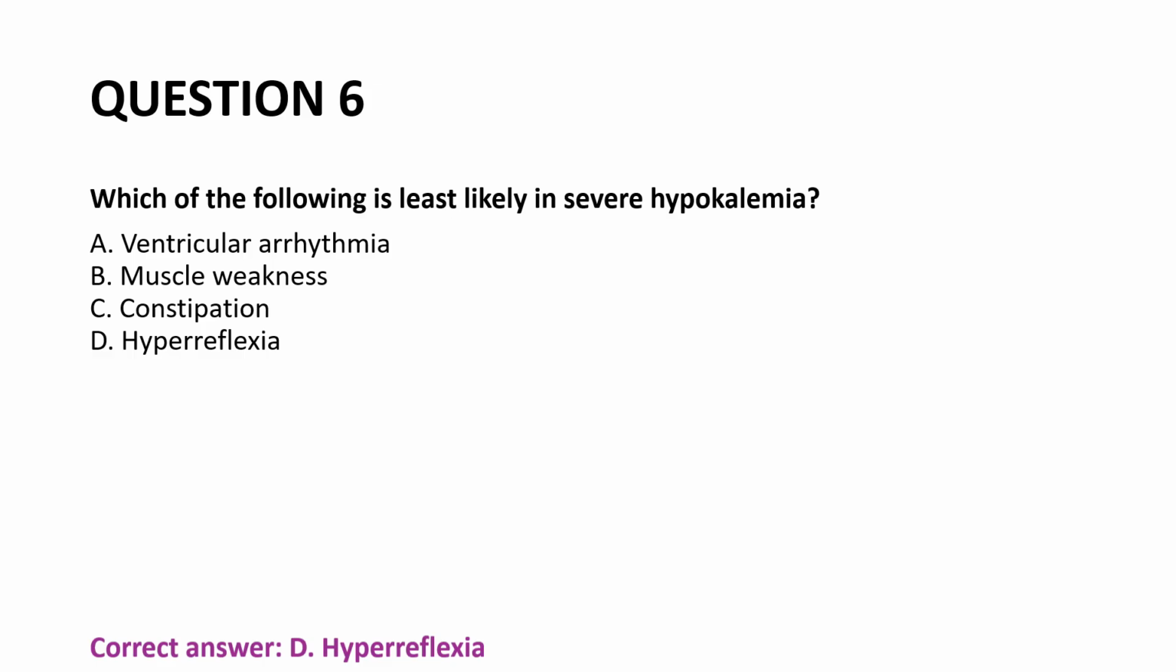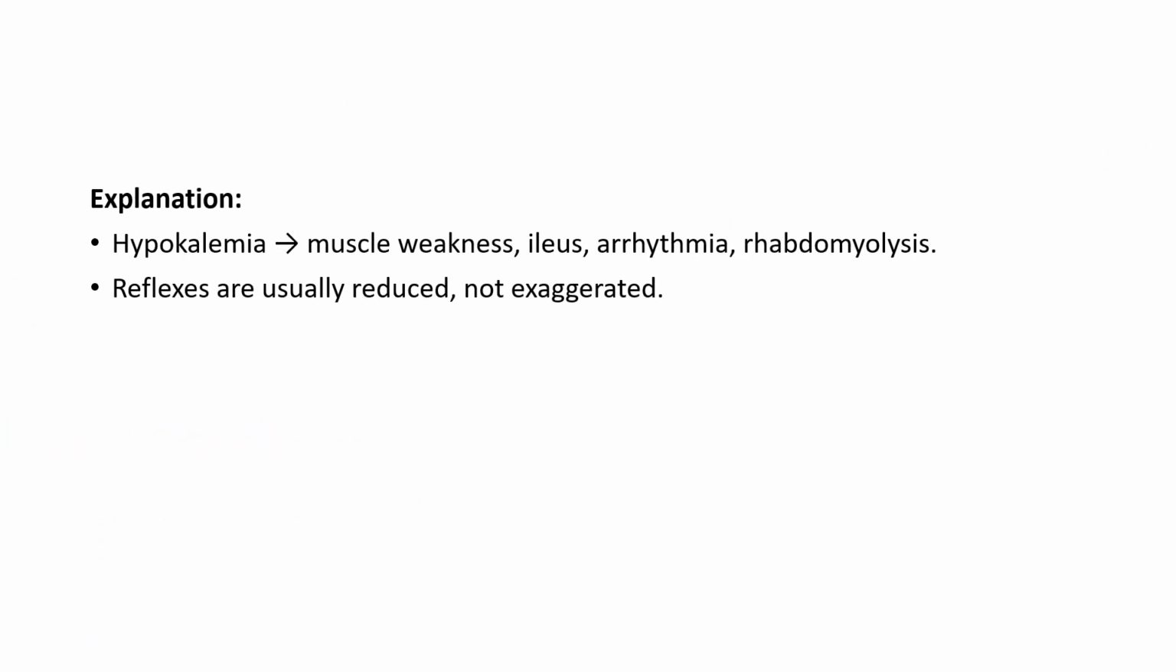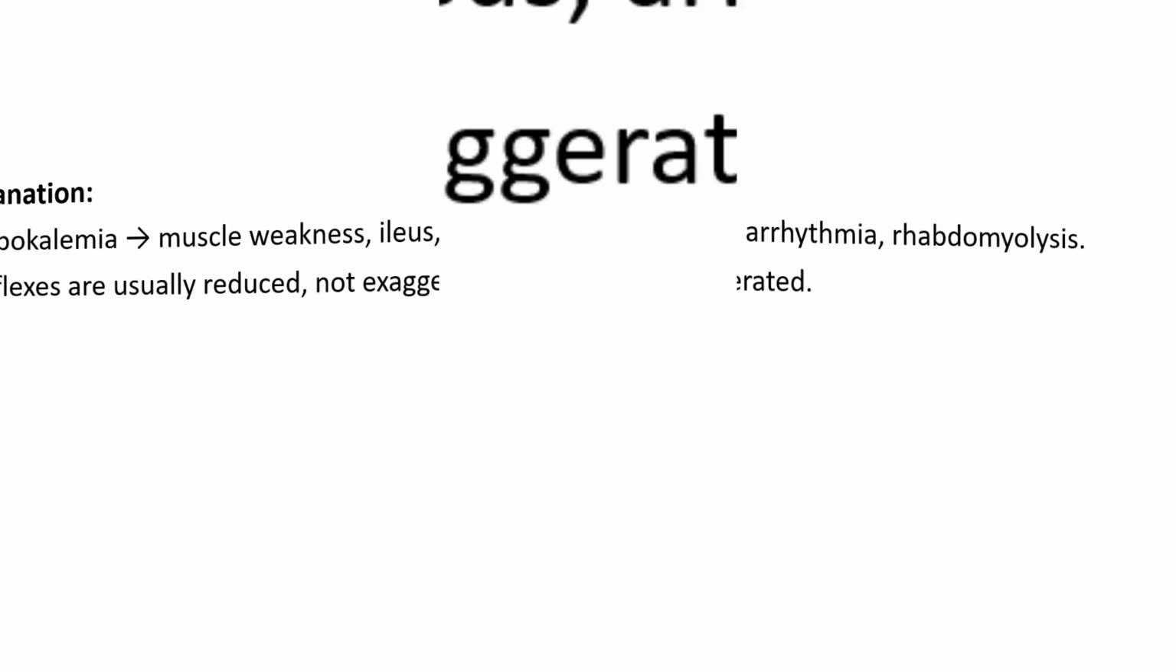The correct answer is hyperreflexia. Severe hypokalemia affects muscle and nerve function. Common features include muscle weakness, cramps, constipation, ileus, and arrhythmias. But instead of exaggerated reflexes, hypokalemia usually causes reduced or absent reflexes. So, hyperreflexia is not expected in hypokalemia. Remember, low potassium, low muscle excitability.